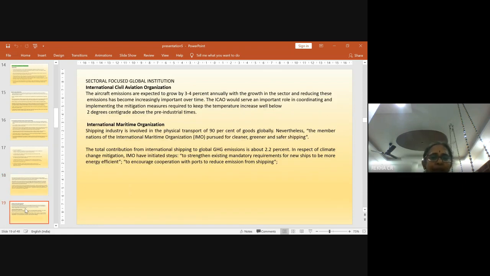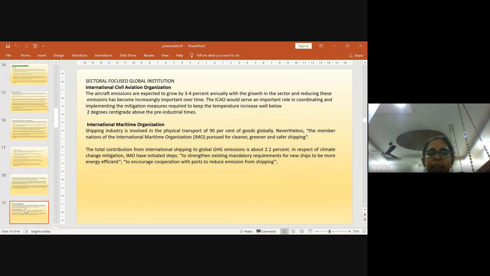So the sectoral focused global institutions are the International Civil Aviation Organization and the International Maritime Organization. So in this International Civil Aviation Organization, the aircraft emissions are expected to grow by 3 to 4% annually, with the growth in the sector, and reducing these emissions has become increasingly important over time.